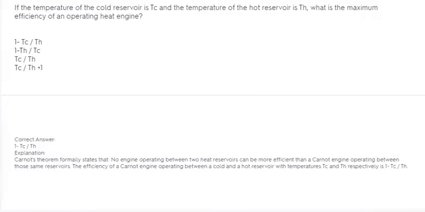If the temperature of the cold reservoir is Tc and the temperature of the hot reservoir is Th, what is the maximum efficiency of an operating heat engine? 1 - Tc/Th, 1 - Th/Tc, Tc/Th, Tc/Th plus 1.